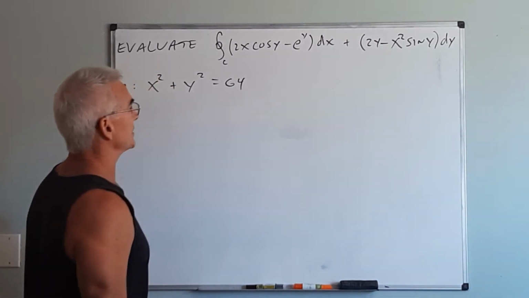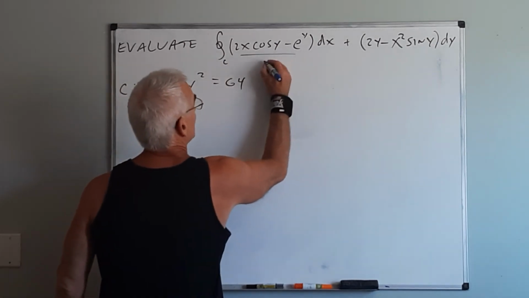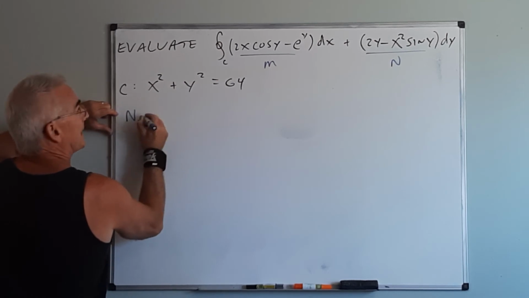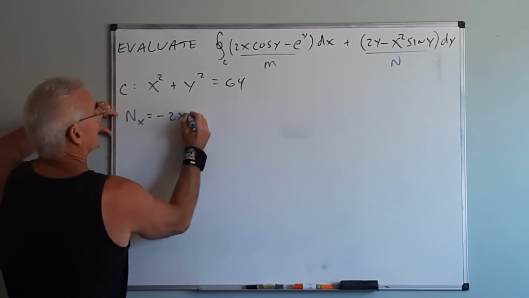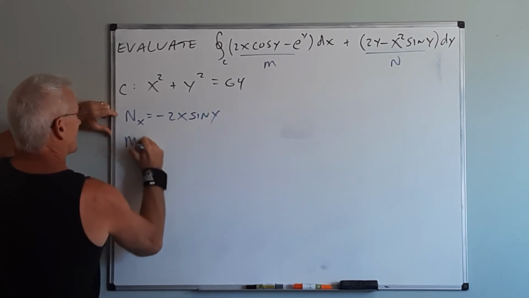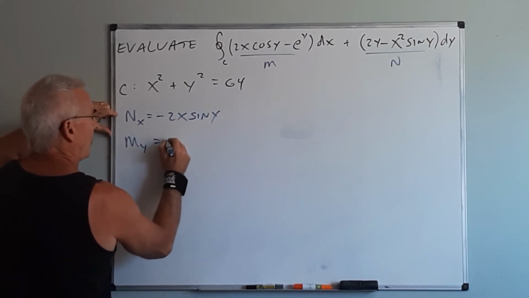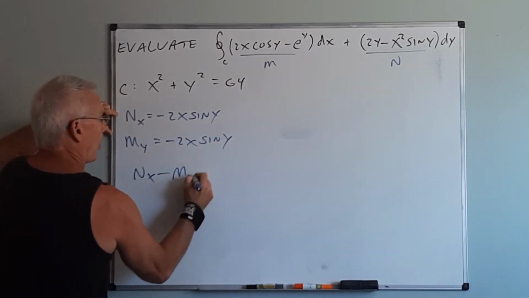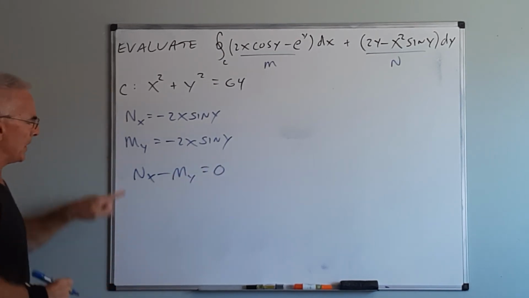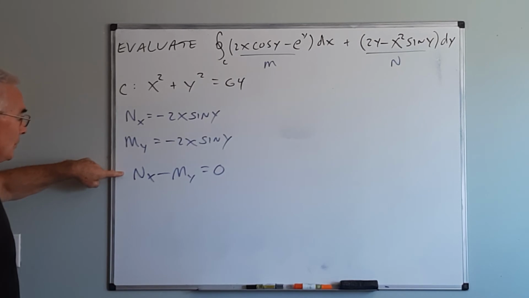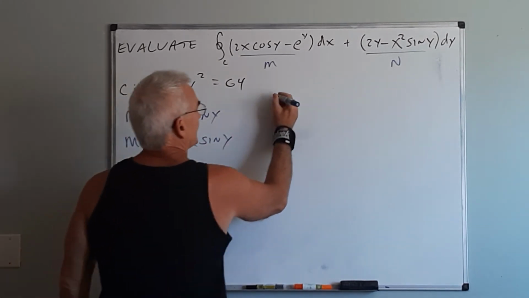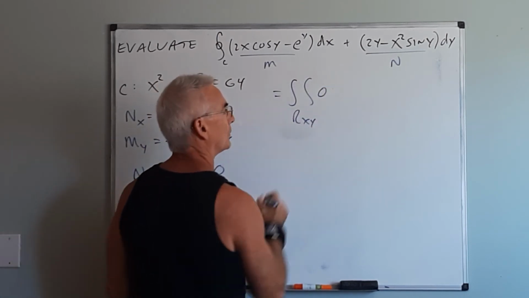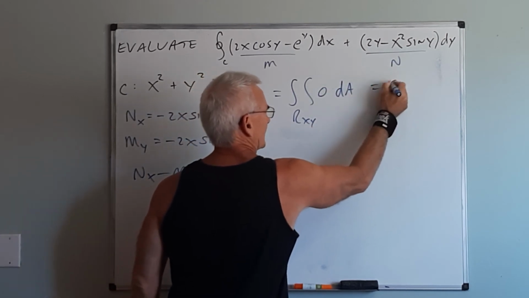But if we choose to do this using Green's theorem, again, that being M, that being N, always remind yourself, the partial of N with respect to x is -2x sine y. Notice the partial of M with respect to y is also -2x sine y. So N_x minus M_y in this case would be 0. But that can only happen if the original force was conservative. So that means the answer to this question is equal to the double integral over the region in the xy plane of 0 dA, which is 0.